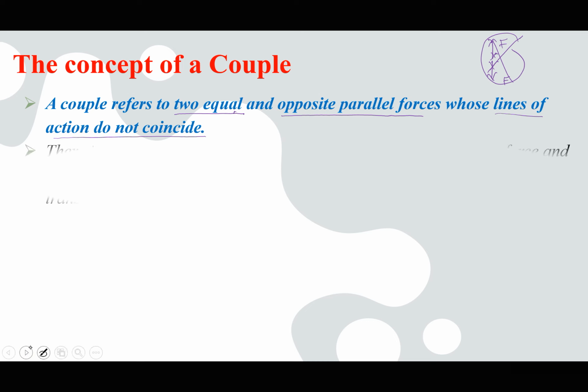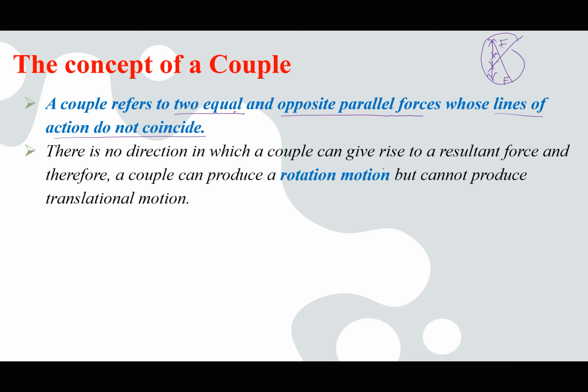So there is no direction in which a couple can give rise to a resultant force. Therefore, a couple can only produce a rotational motion but cannot produce a translational motion. So a couple will not move an object from one point to another point but can make the object rotate about the same point. So whenever there is a couple acting on an object, there is a possibility of the object to rotate. That's why we're referring to a steering wheel. You apply a couple to turn the steering wheel. You apply a couple when you are riding a bicycle on the pedals.